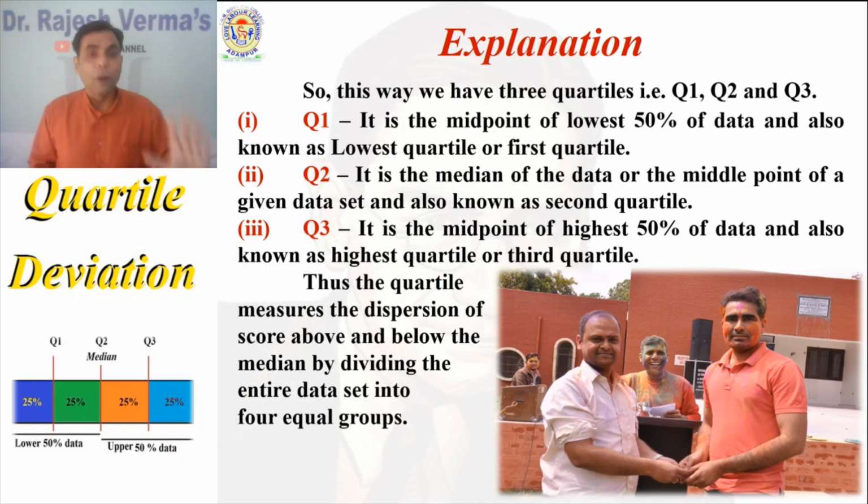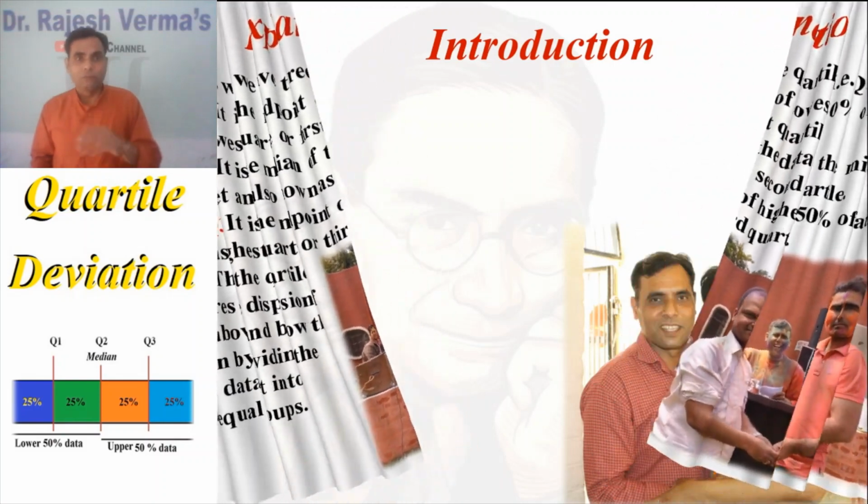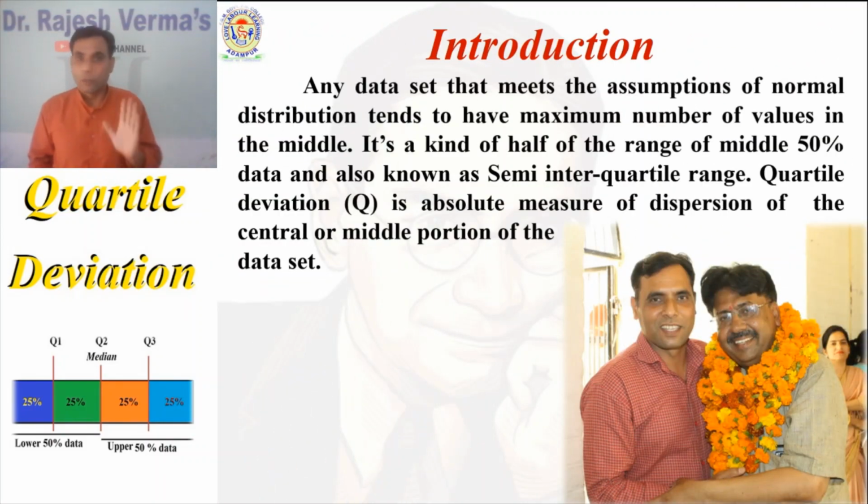So dear friends, that was all about quartile deviation, its meaning, definition and a little bit of explanation. It is the introductory part, because introduction is very, very important. I explained it, I gave meaning to it and I defined it. Any data set that meets the assumptions of normal distribution tends to have the maximum number of values in the middle. If you remember the NPC, the normal probability curve, around 68% of the values in a normal probability distribution are concentrated in the middle. So this is the same thing here.